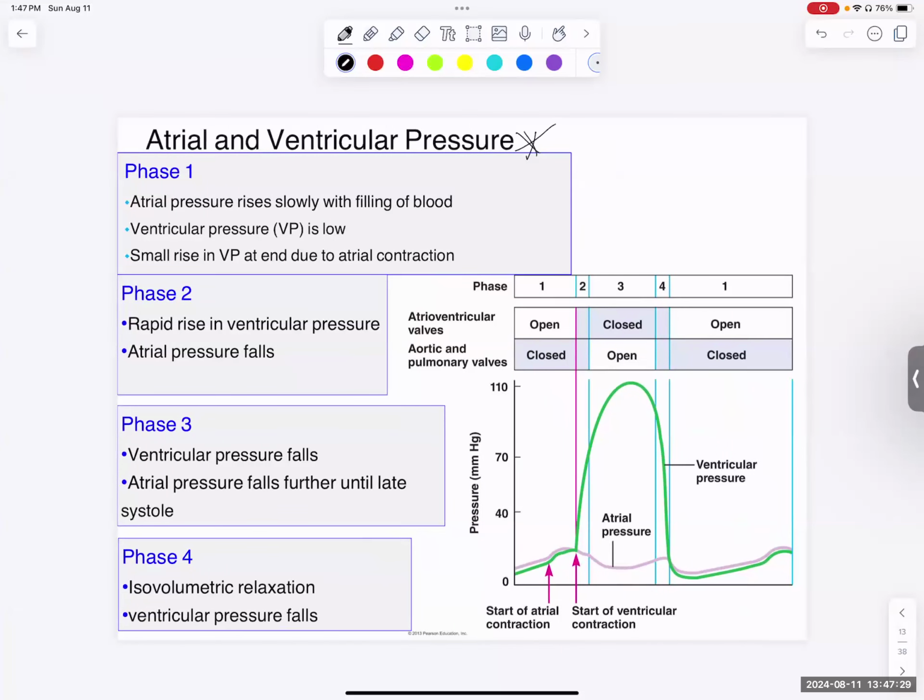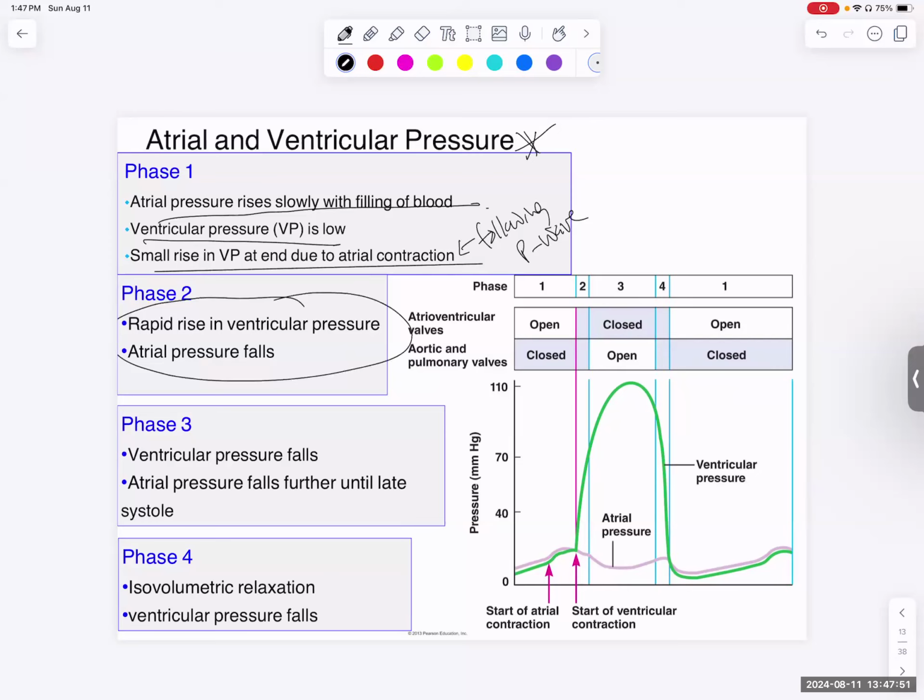This just goes through atrial pressure and ventricular pressure. What's going on in phase one? Atrial pressure rises slowly with filling blood. Ventricular pressure is low. Small rise in ventricular pressure at the end due to atrial contraction, which is following P wave of depolarization. Phase two, you have a rapid rise in ventricular pressure. Why? Because ventricular systole, it's contracting. Atria is in diastole, so it's relaxing. And so this phase two is here and here.